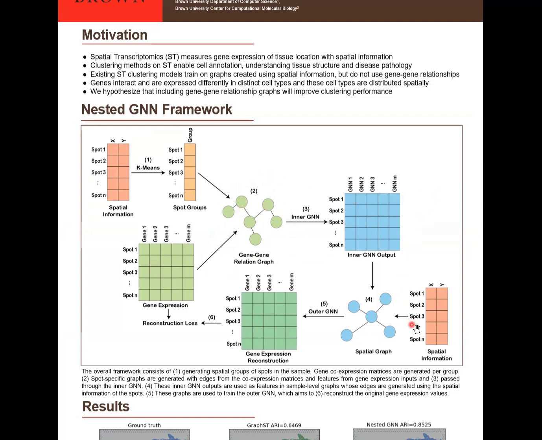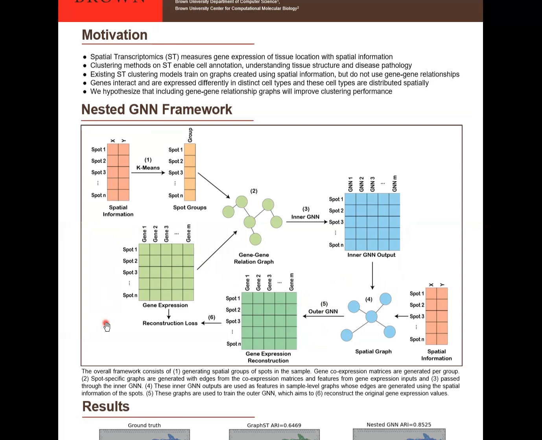Then, with spatial information as well as the inner GNN outputs, we generate these spatial graphs. The edges are from the spatial information, while the node features are from the inner GNN outputs. These spatial graphs are then passed through a second GNN, which we call the outer GNN, whose aim is then to reconstruct the original gene expression.